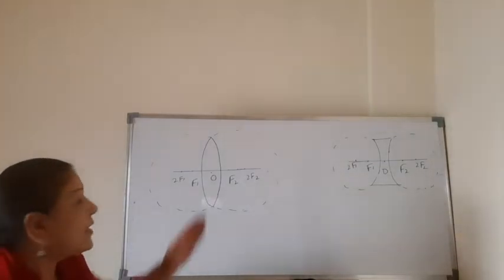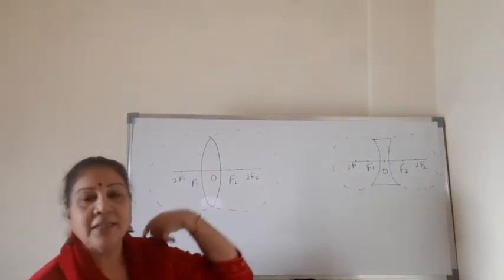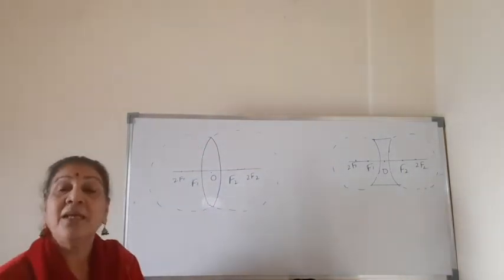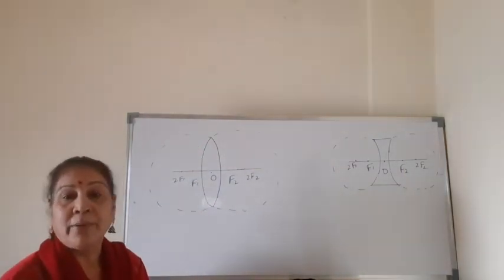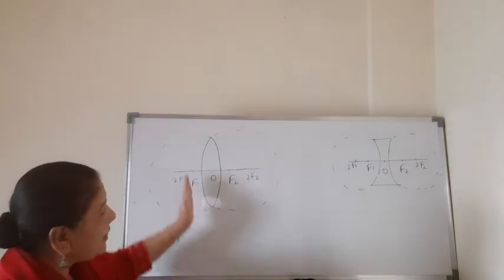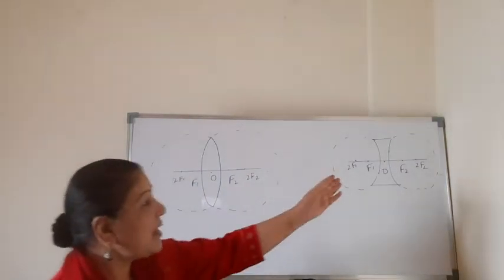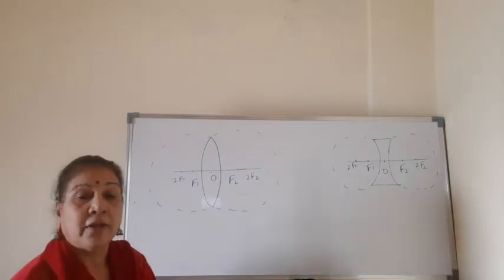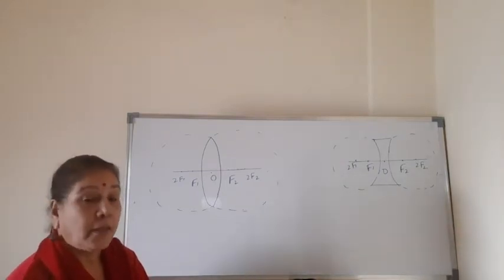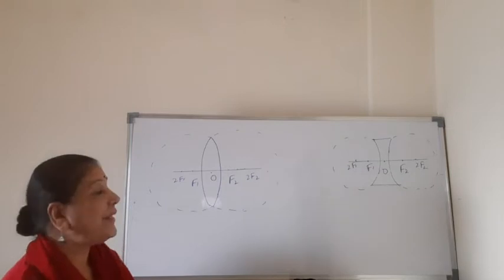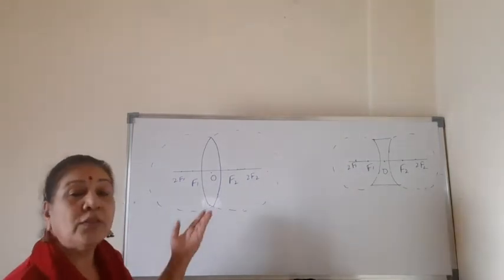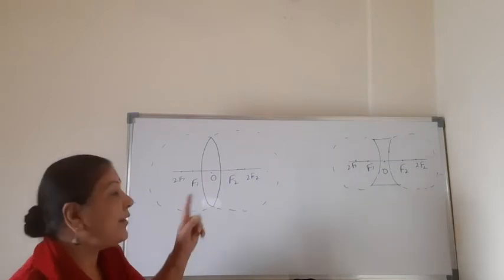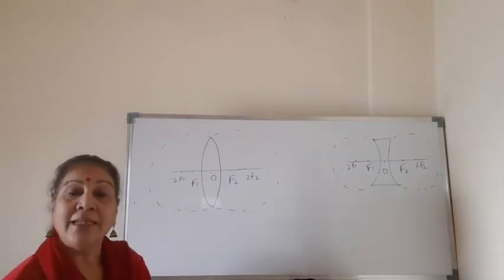The diameter of this refracting surface, or the diameter of the lenses or the refracting surfaces, is called aperture. So aperture of this will be the diameter of this refracting surface. Aperture of this also will be referred to as diameter of the refracting surface. The principal axis I have told you, the optical center I have told you, that O is the center point of the lens. In the mirror it's called the pole, here it's called the optical center.